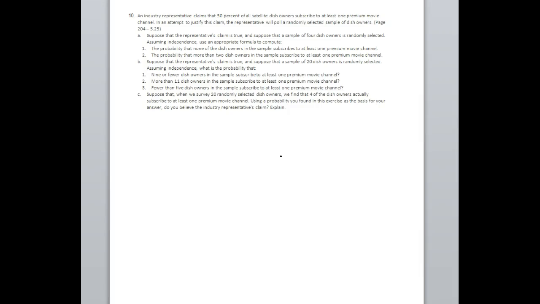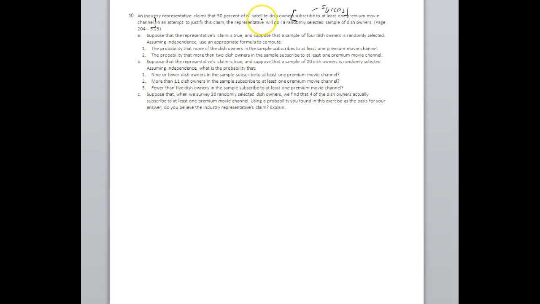Suppose that the representative's claim is true, and suppose that a sample of 4 dish owners is randomly selected. Assuming independence, use an appropriate formula to compute. Okay, so let's read 10 again. An industry representative claims that 50% of all satellite dish owners subscribe to at least one premium movie channel. Okay, so at least one. So subscribing to this premium movie channel, to at least one, this is what they're defining as success. Okay, that's going to be deemed as success.